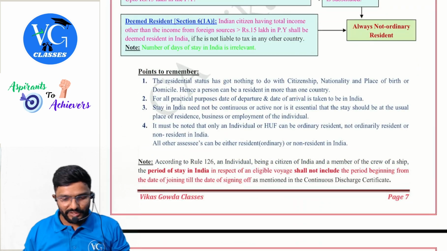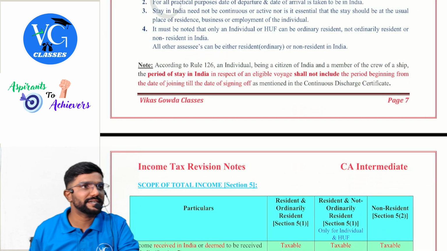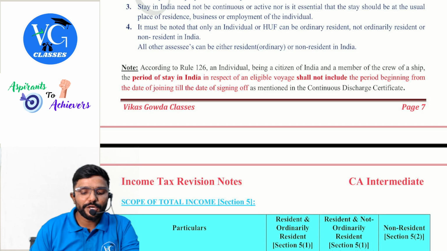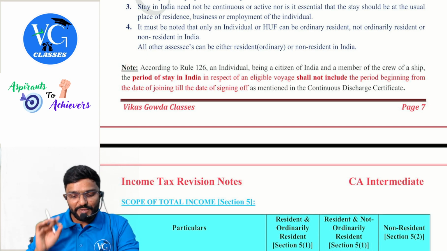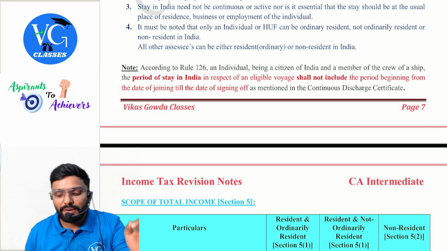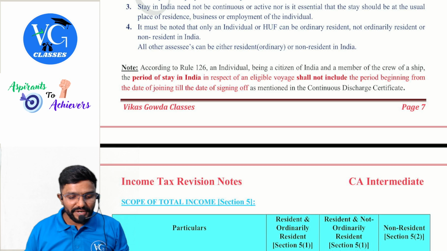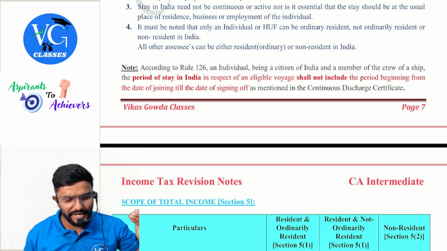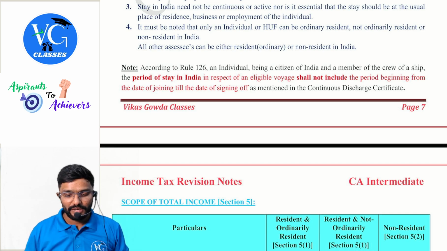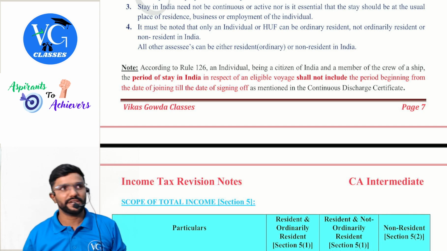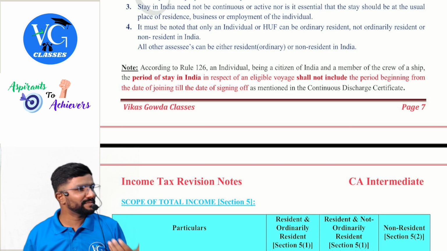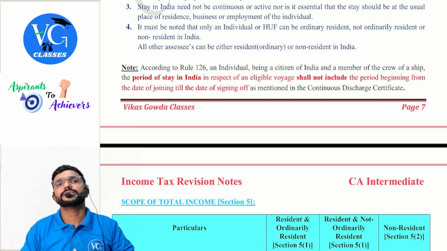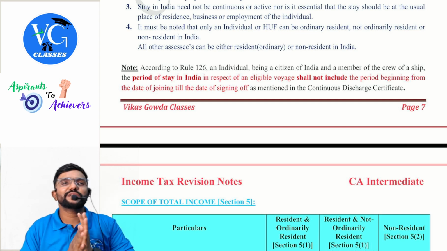Sure. Next, one rule is there with respect to this, guys. This is not applicable always, only for a special person. According to Rule 126, for an individual being a citizen of India and a member of the crew of a ship, the period of stay in India in respect of an eligible voyage shall not include the period beginning from the date of joining till the date of signing off, as mentioned in the continuous discharge certificate. So if I am working in any shipping company as a crew, sir, I am leaving India now as part of the ship. I am going along with the ship as a member. Now we don't know exactly when we will come back.